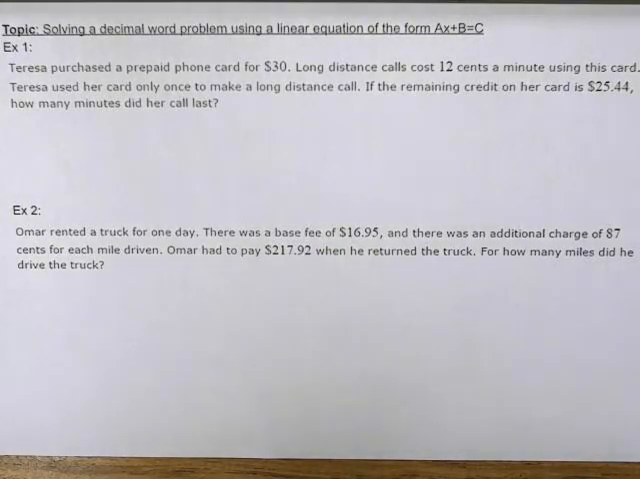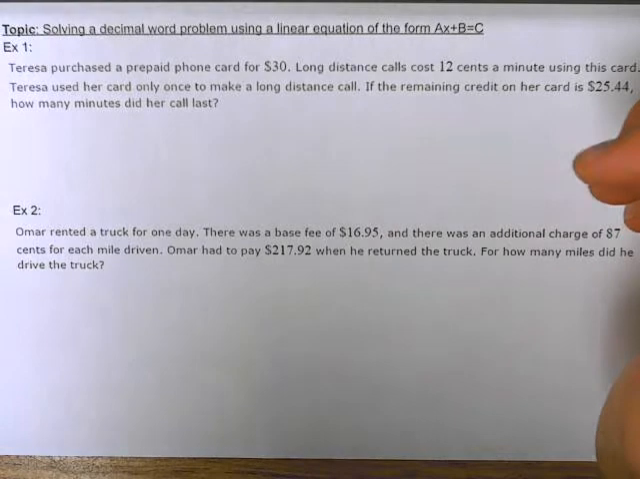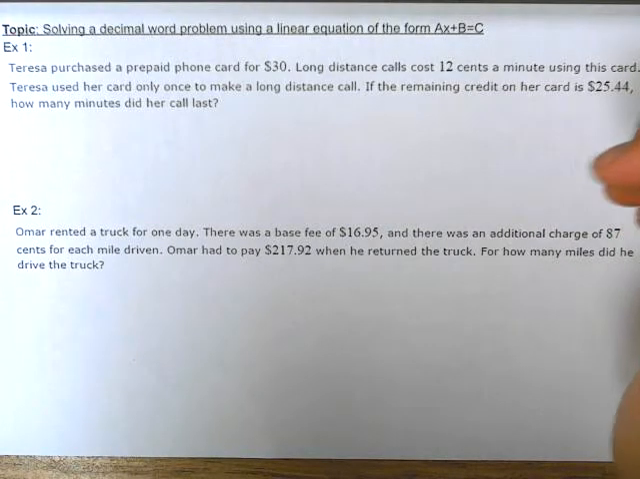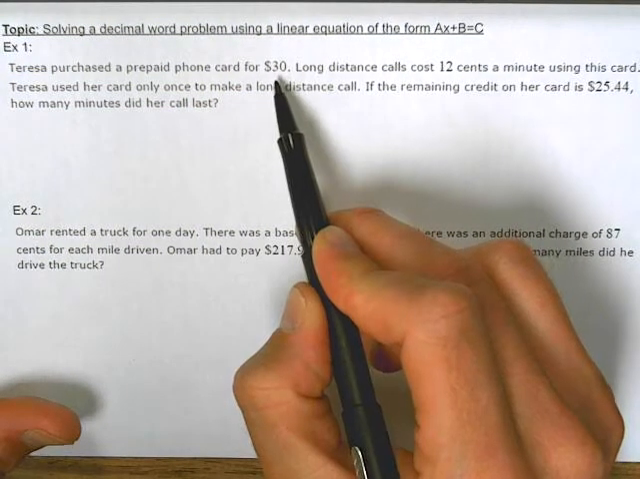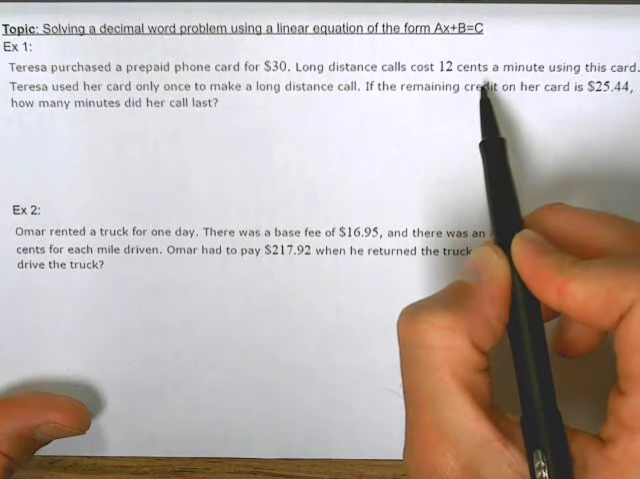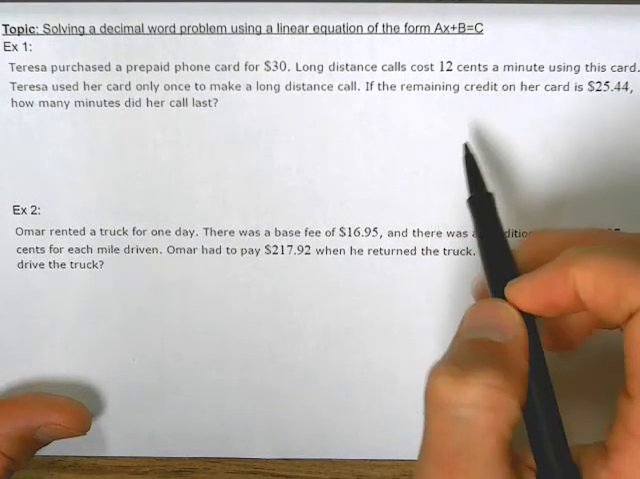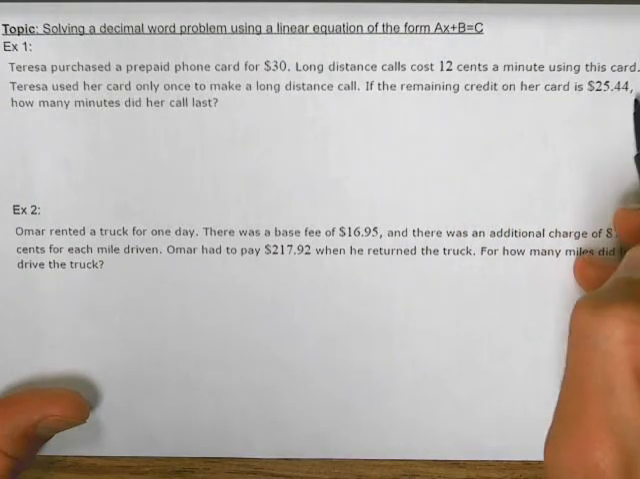Okay. So there's a few ways you could do this. I'm going to try to encourage you guys to write an equation that's pretty simple to set up and also probably easier to solve. The hardest part is maybe setting it up. So you know that based on here, we have a prepaid phone card that starts with $30. The calls are 12 cents for every minute that you use it, and that we have a remaining amount on the credit card is $25.44.